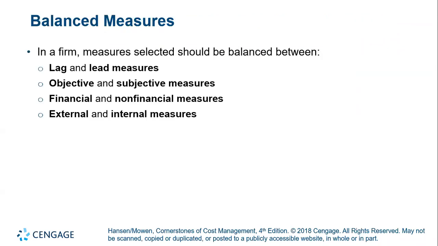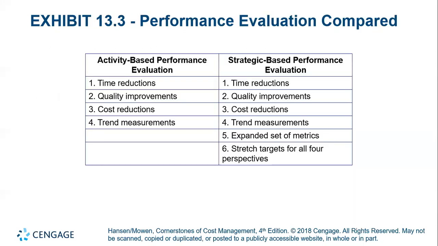Now, for the balanced measures in a firm, the measures selected should be balanced between lag and lead measures, objective and subjective measures, financial and non-financial measures, and external and internal measures. Now, performance evaluation compared between activity-based and strategic-based. In activity-based, we have time reductions, quality improvements, cost reductions, and trend measurements. These four are also applicable to strategic-based. For strategic-based, we have to add an expanded set of metrics and stretch targets for all four perspectives.